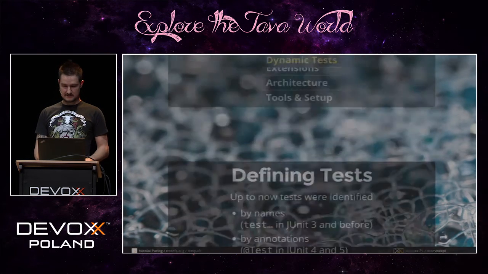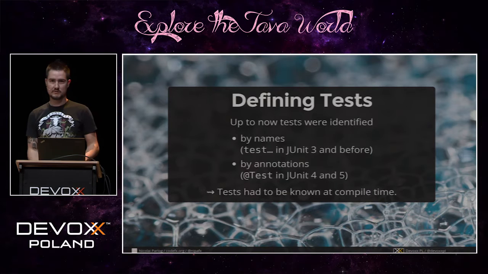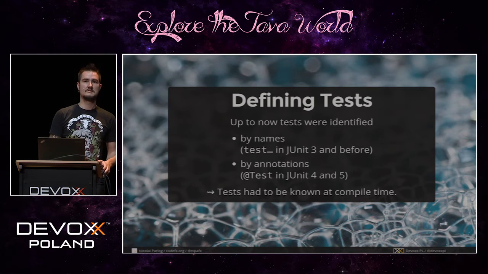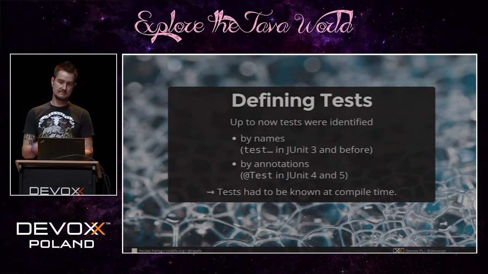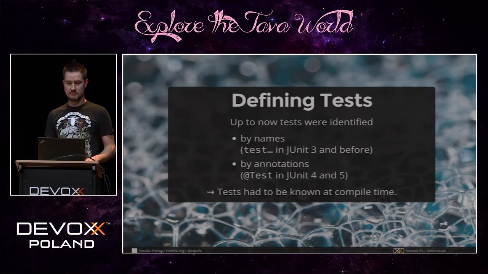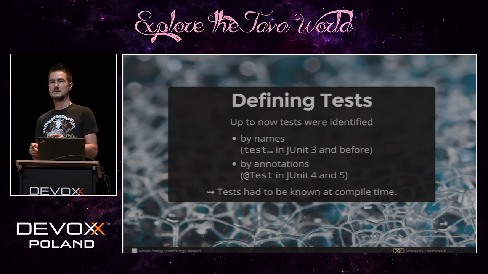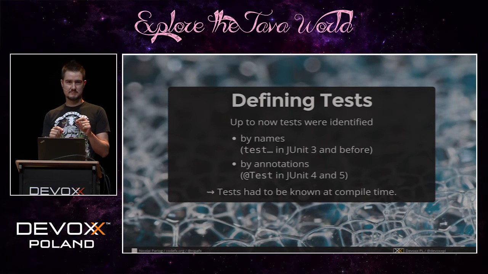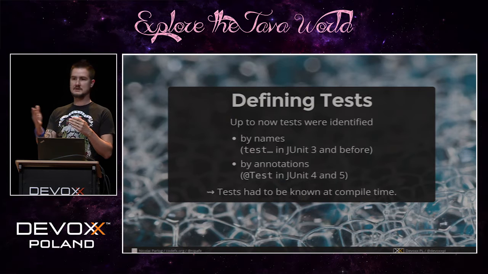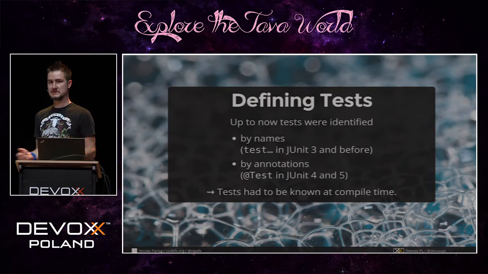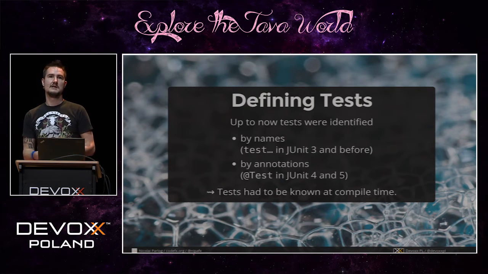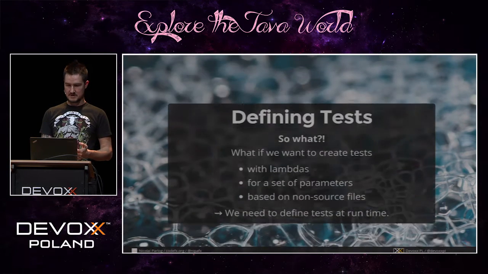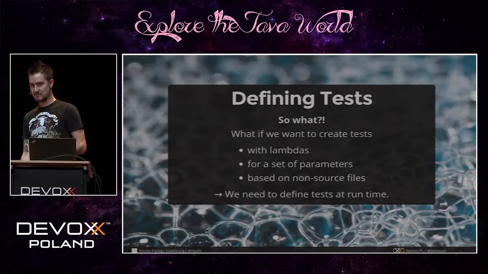Okay, let's talk about dynamic tests. Up to now, if you wanted to define tests, you used to do it in JUnit 3 by having a method that said test something. And in JUnit 4 and also 5, you have annotations. But they have something in common, something critical. These tests have to be declared at compile time. You cannot at runtime decide, ooh, I found some new things, I want to do some more tests. And you might want to do that at some point.